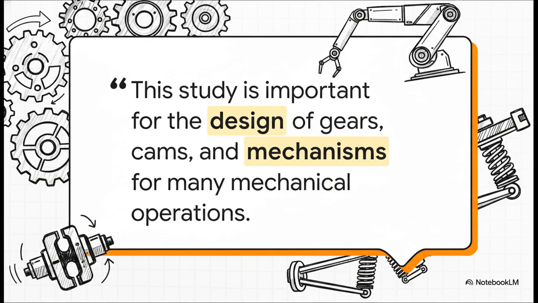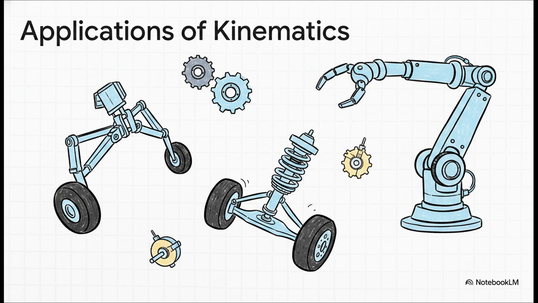As our source material puts it, this study is absolutely vital for designing the gears, cams, and basic mechanisms that run our world. I mean, think about it. This knowledge is the key to everything. From designing the landing gear on an airplane, to analyzing the suspension on a Formula One car, to programming the incredibly precise movements of a robotic arm in a factory. Without this, we couldn't safely design a roller coaster, or create lifelike animations in movies, or even build the tiny, complex mechanisms inside your smartphone. This lets us predict, with incredible accuracy, how any system will behave before a single part is ever made.